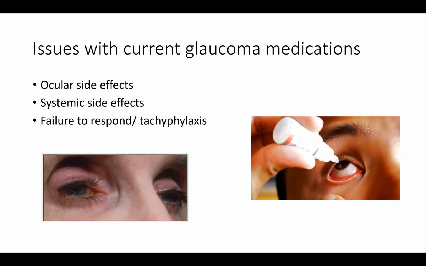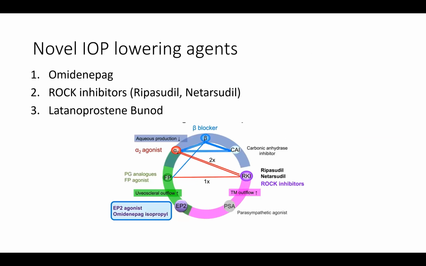As Dr. Diana spoke about, there are issues with current glaucoma medications, and the types of medications we have at the moment are all IOP lowering agents, and they come with local and systemic side effects. And we also know that some patients fail to respond to medications altogether, and some lose response over time and develop tachyphylaxis. So there's really an unmet need for medical management options that don't have these side effects and also work well in all patients. And that's the holy grail of IOP lowering agents.